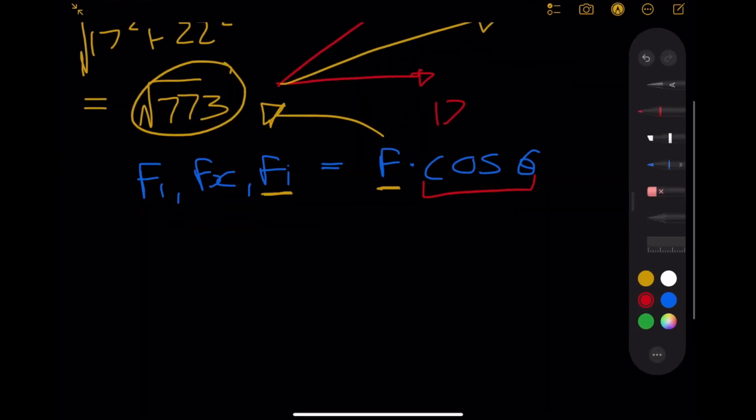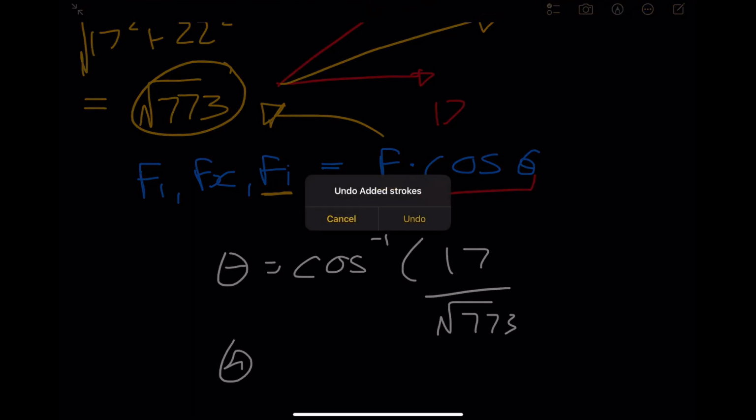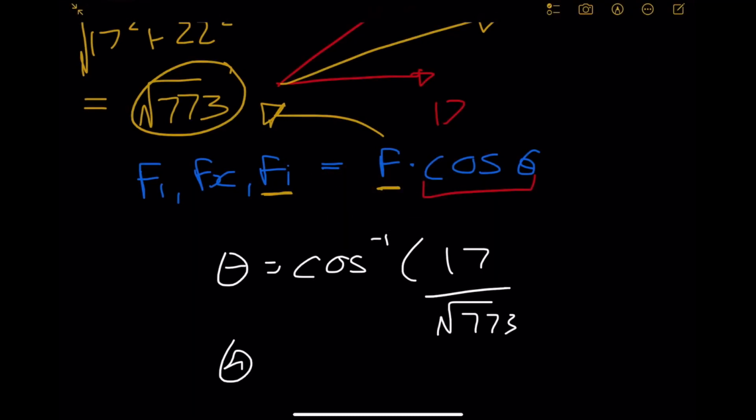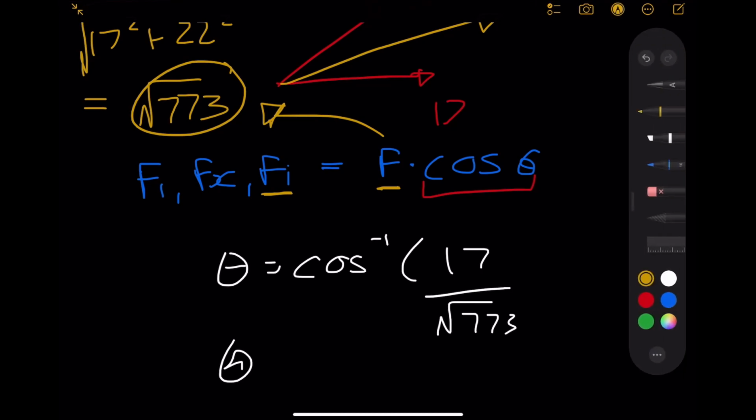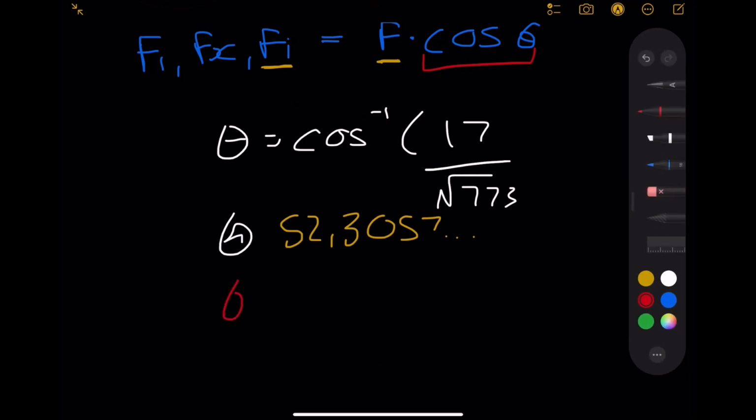So simple math, we take theta is equal to the inverse of cos of F of I, which is just 17 divided by 773, and this should give us that theta is equal to 52.3057... degrees, and we just round this off to 52.31, and that's your answer.